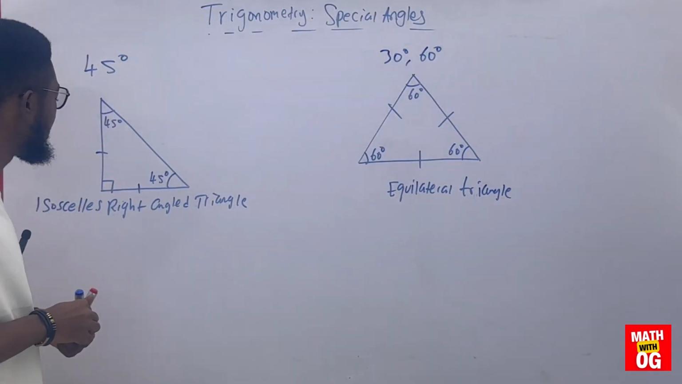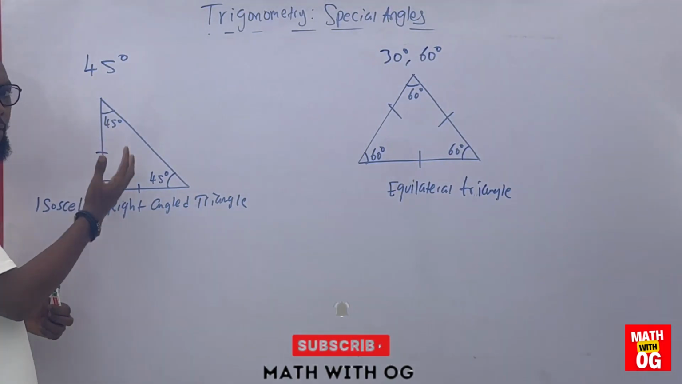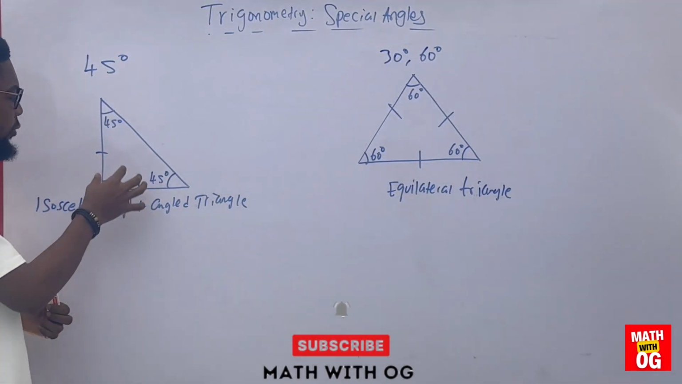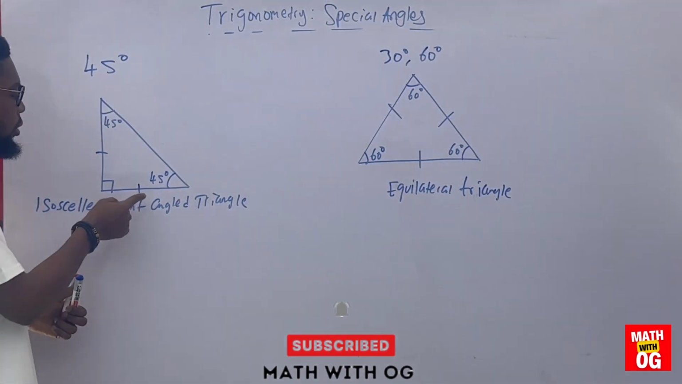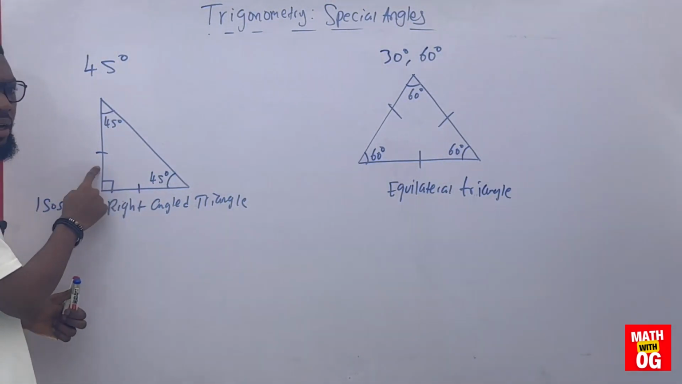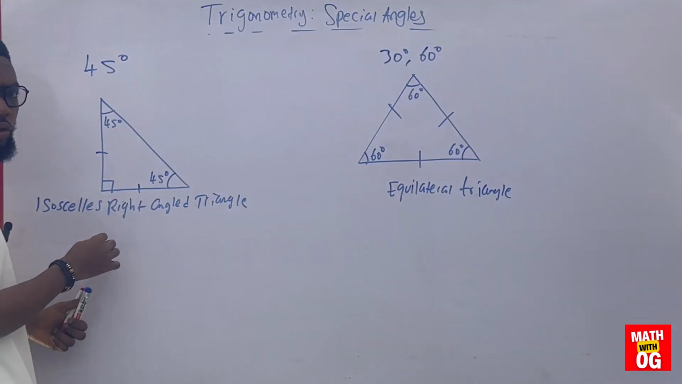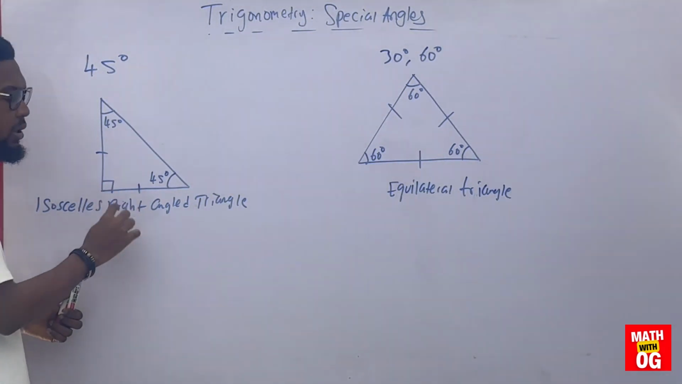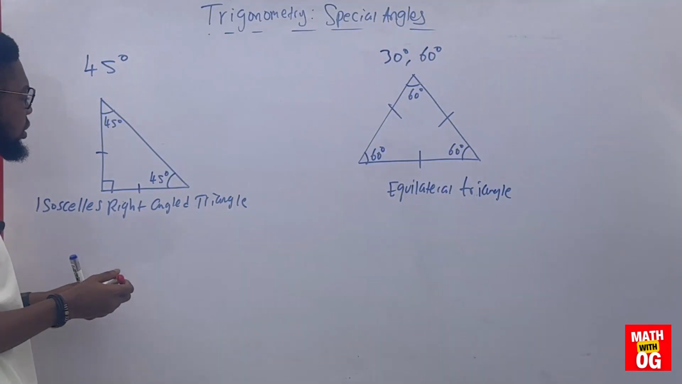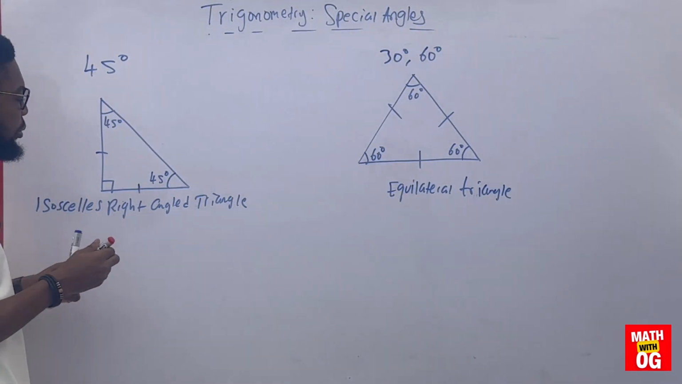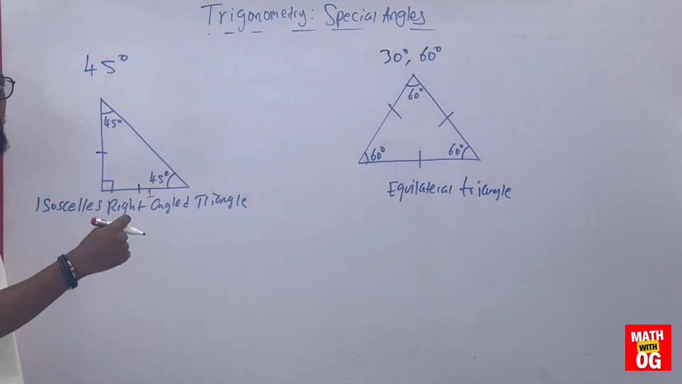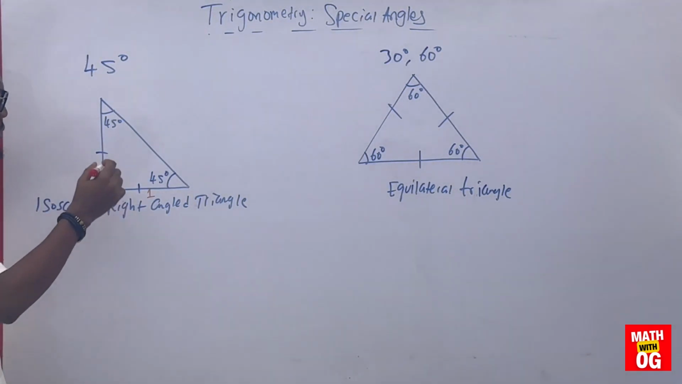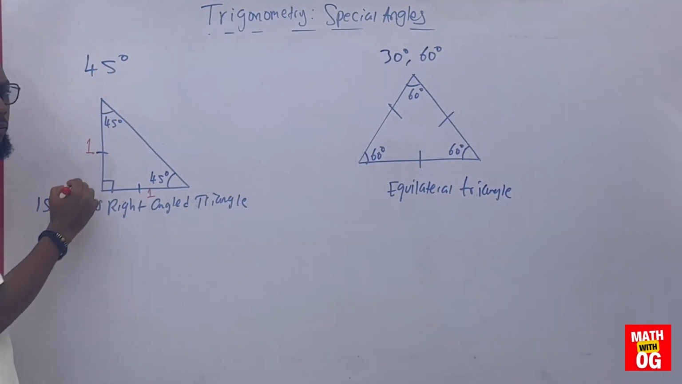Now, to get the value for your sin 45, cos 45, and tan 45, we'll make use of an isosceles right angle triangle. Isosceles triangle means that two sides are the same. A right angle triangle meaning that one of the angles here is 90 degrees. Now, since we know that two sides are the same, I can boldly say let here have a unit of 1, that's 1 cm, 1 meter as the case may be. Let here also have a unit of 1.